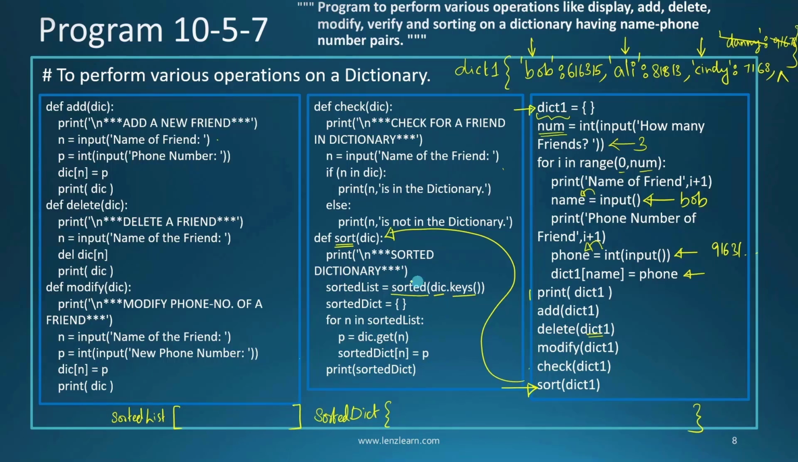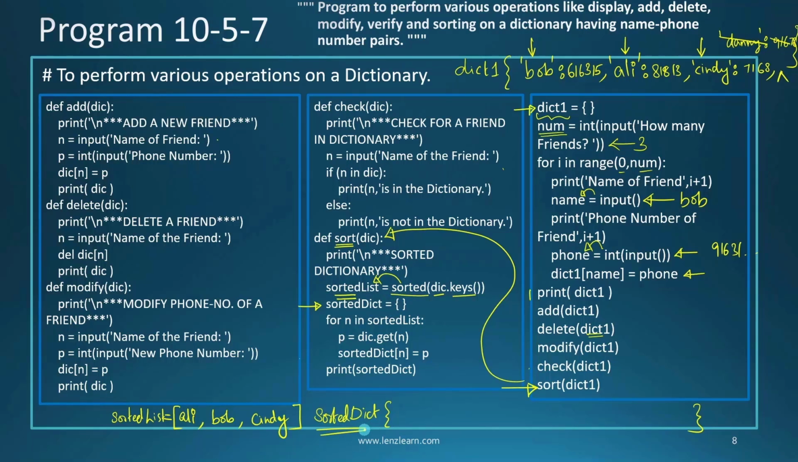Okay, so after you sort, you can see Ali will be coming first because that is starting at A. The next value will be Bob, and the last one will be Cindy. So this is the current data stored inside sorted list. After that I'm going to create a dictionary which is going to store the records in sorted order. So initially the sorted dict doesn't have anything inside it.